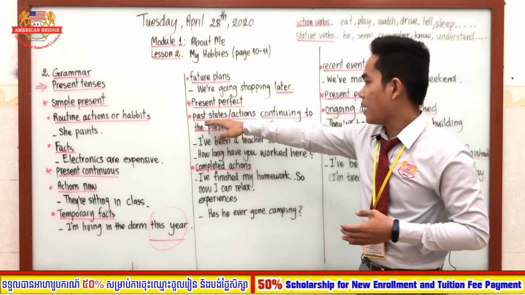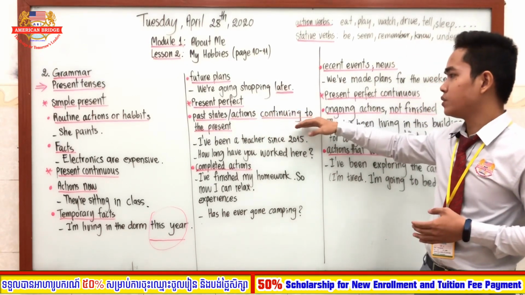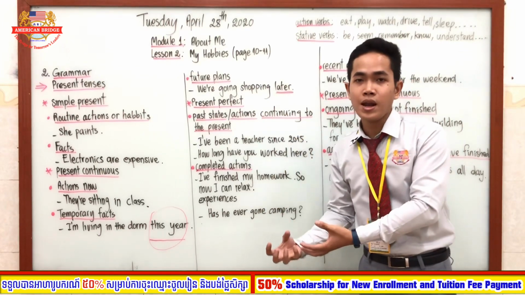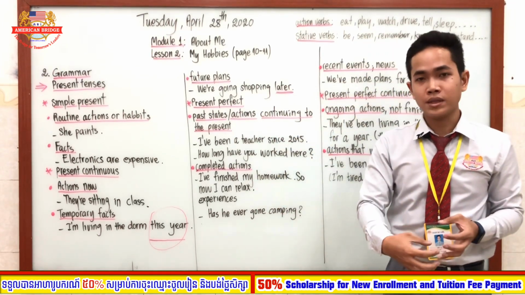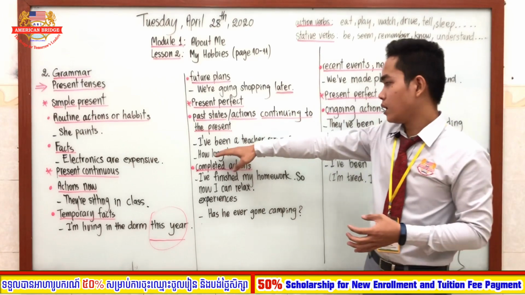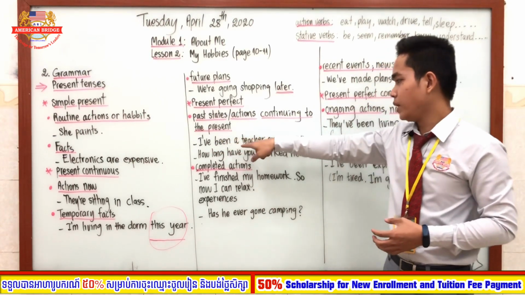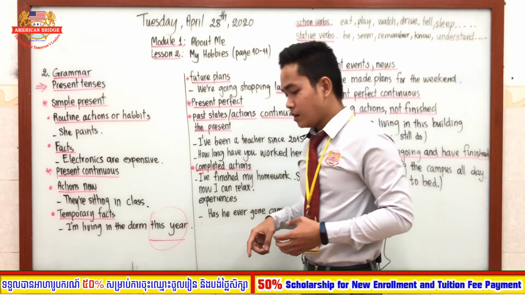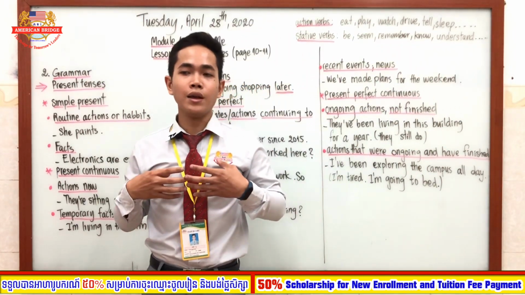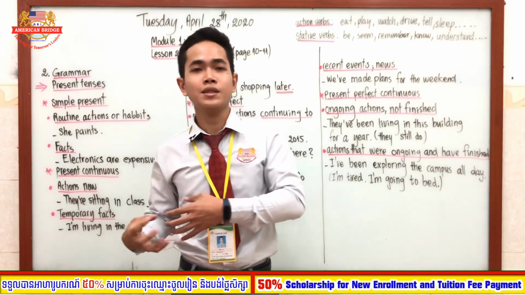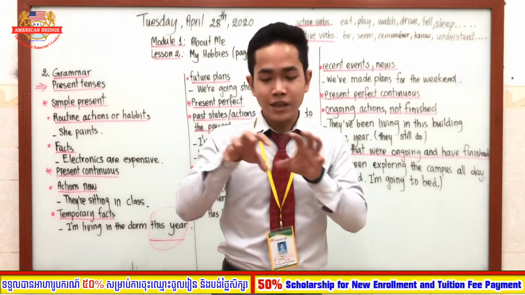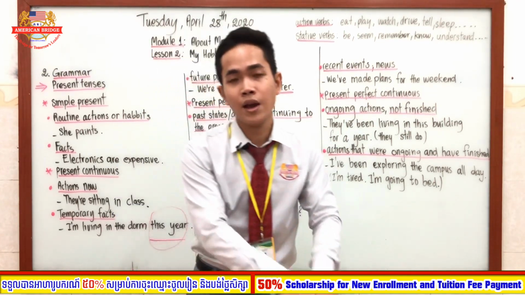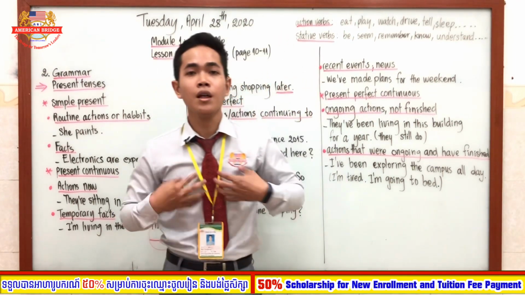This one, the past state or actions continuing to the present, like the action which happened in the past already and could be continued in the present. As you can read in the example, I have been a teacher since 2015. It means I started to be a teacher in 2015, and until right now, which is 2020, I am still a teacher.